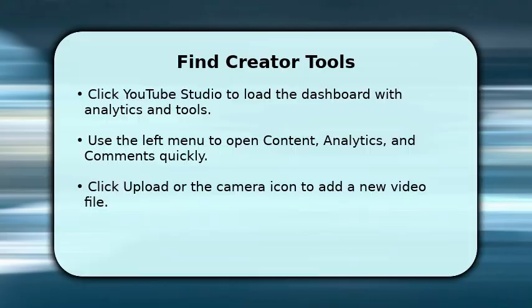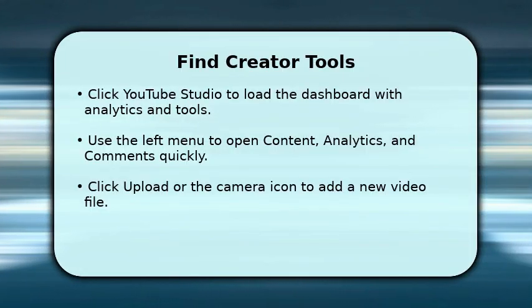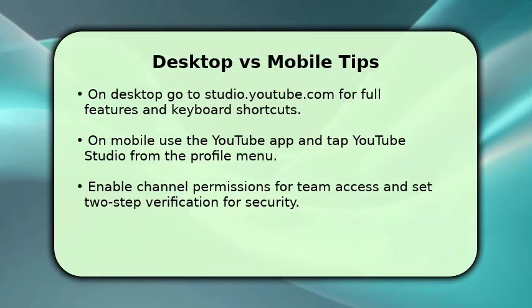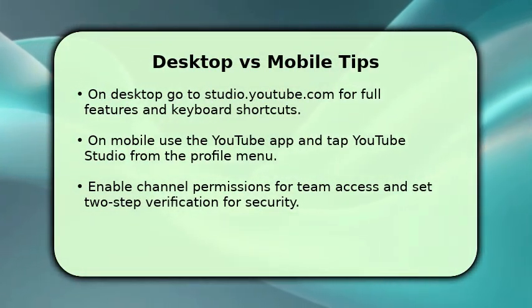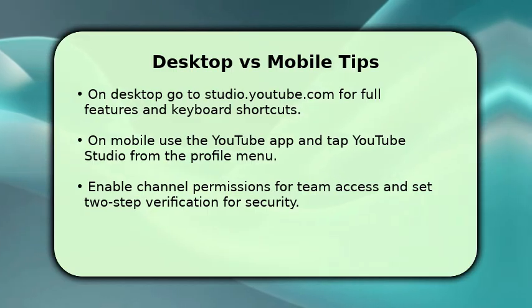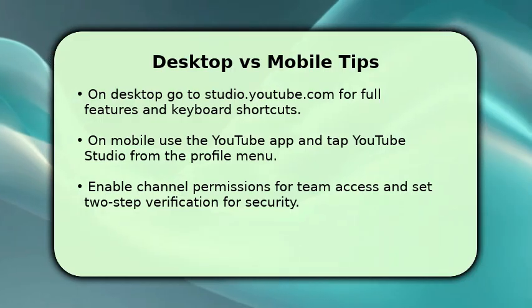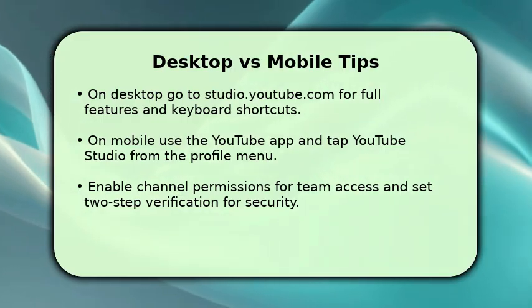Use the camera icon with a plus sign or the Upload button to add a new video file to your channel. On desktop, type Studio.YouTube.com into the address bar for full features. Desktop gives access to advanced analytics, copyright, and bulk edits easily. You can use keyboard shortcuts for navigation and faster editing workflows.